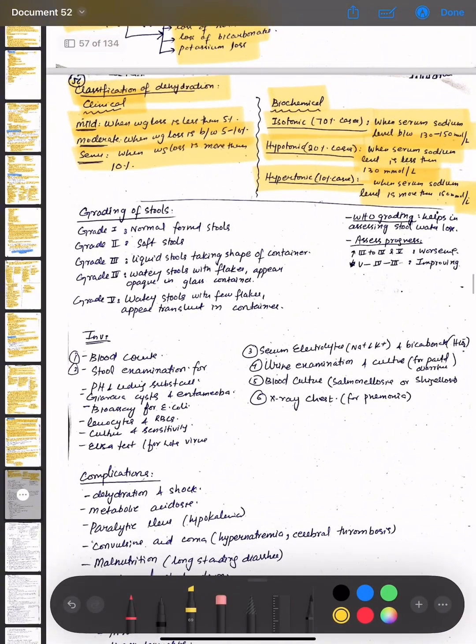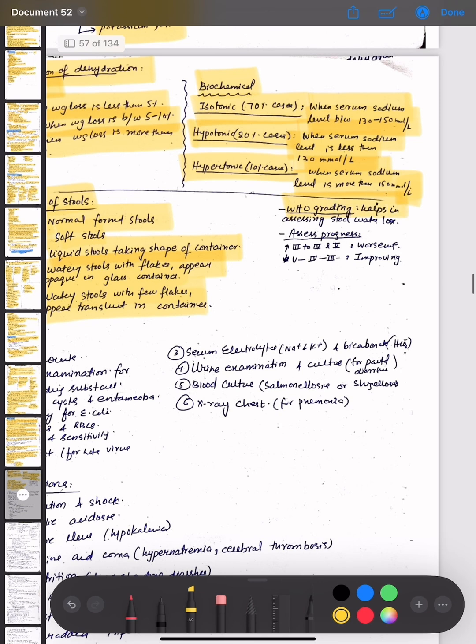Now the grading of the stools is done. Grade 1 is normal formed stools, grade 2 is soft stools, grade 3 is liquid stools taking the shape of the container, grade 4 is watery stools with flakes that appear opaque in a glass container, and grade 5 is watery stools with few flakes that appear translucent in the container. The WHO grading helps in assessing stool water loss and progress, that is 3 to 4 and 5 worsening, and 5, 4 and 3 improving.